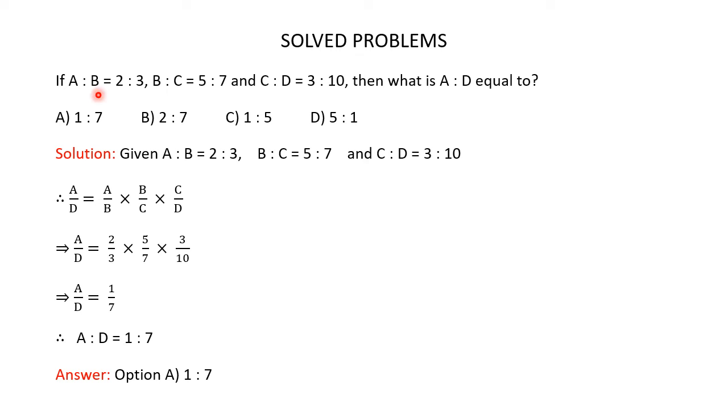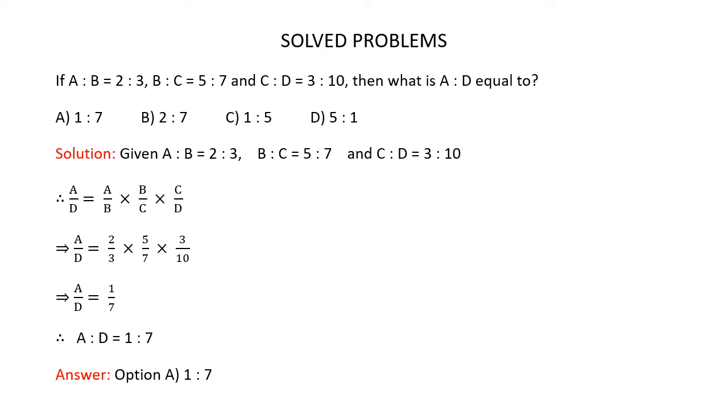If A is to B is equal to 2 is to 3, B is to C is equal to 5 is to 7, and C is to D is equal to 3 is to 10, then what is A is to D equal to? You are given 4 options and you have to find out which of these options is the correct one. Now it's given that A is to B is equal to 2 is to 3.